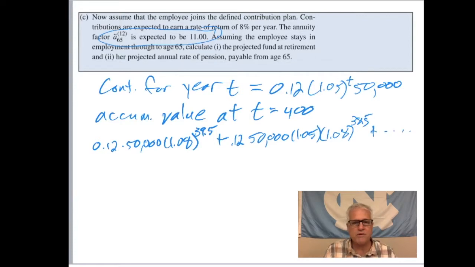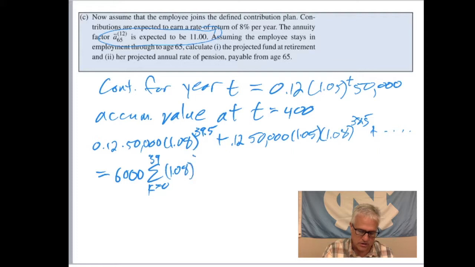Okay, so if we form a sum, how this looks, 0.12 times 50,000, 12% of 50,000 is half of 12% of 100,000, so that's 6,000. Times the sum as k goes from 0 to 39, and now we want to write this carefully. It's of 1.08 to the 39.5 when k equals 0, down to 0.5 when k equals 39. So 39.5 minus k times 1.05 to account for these salary increases to the k.